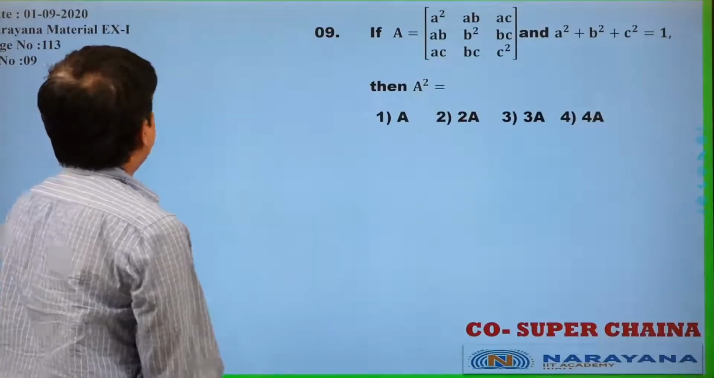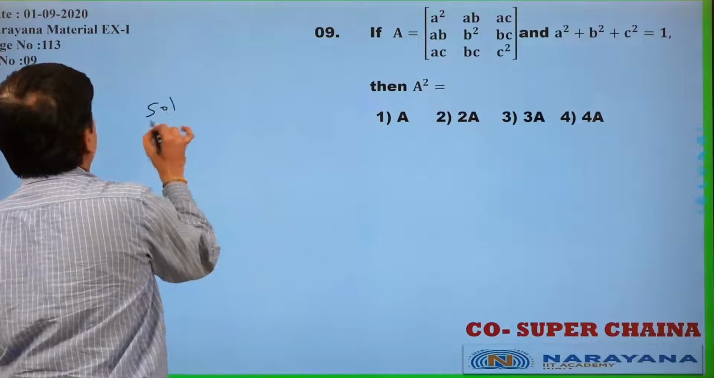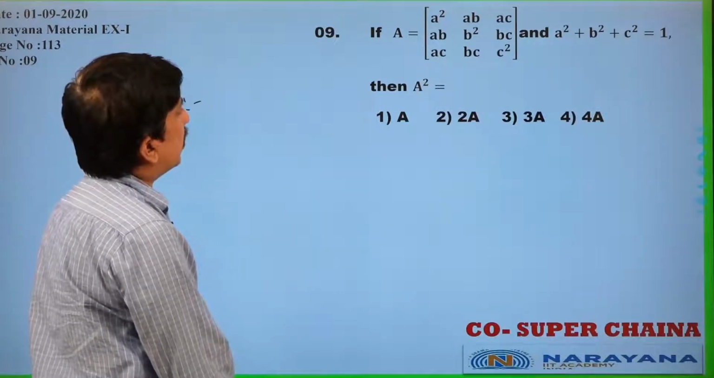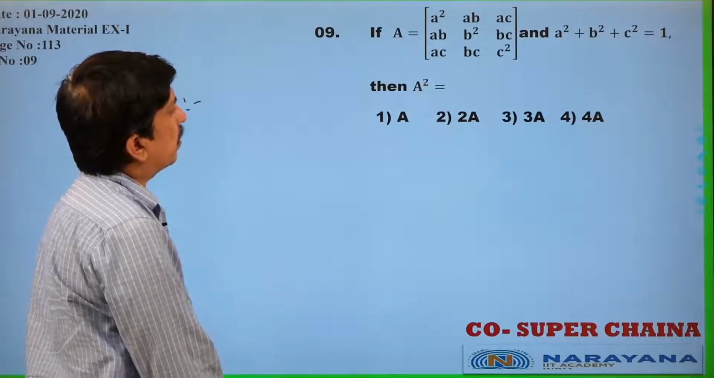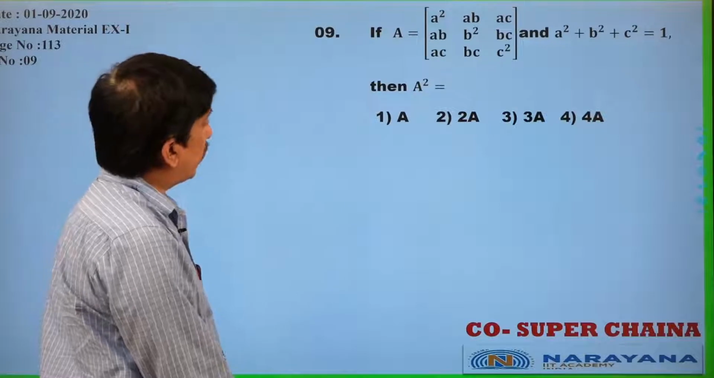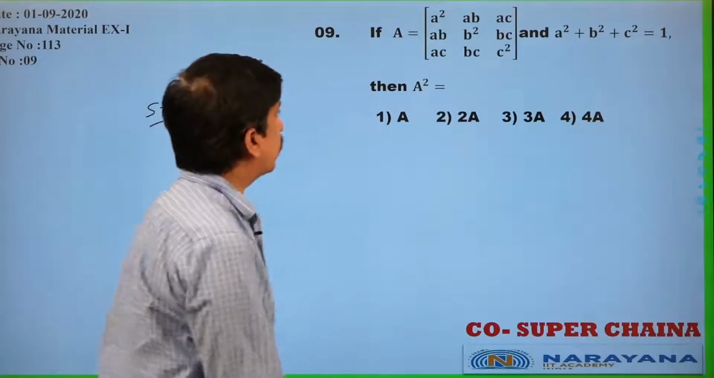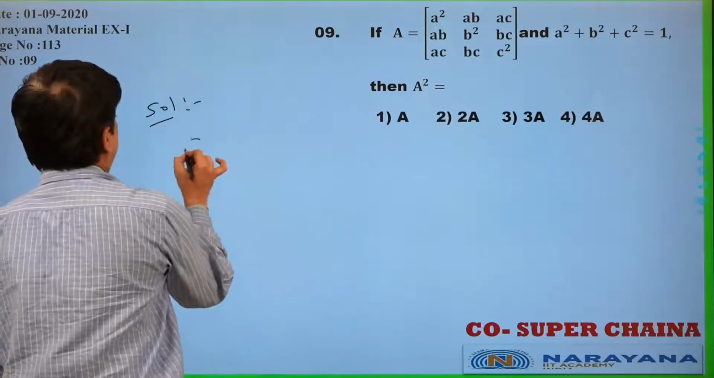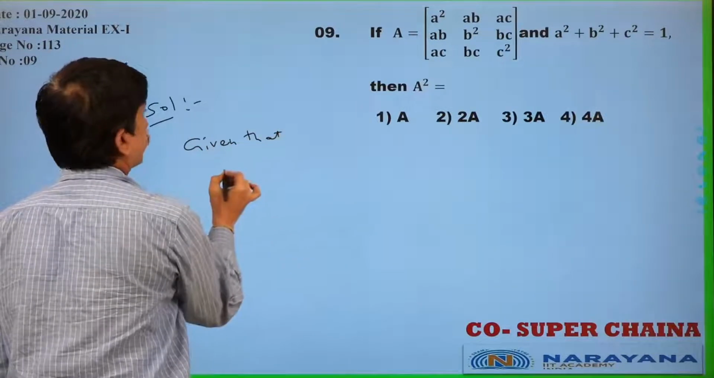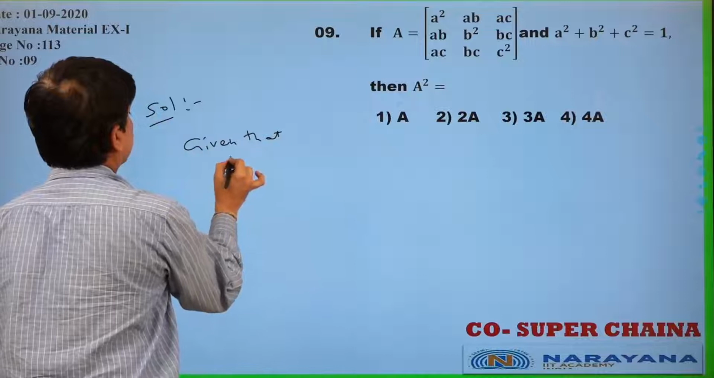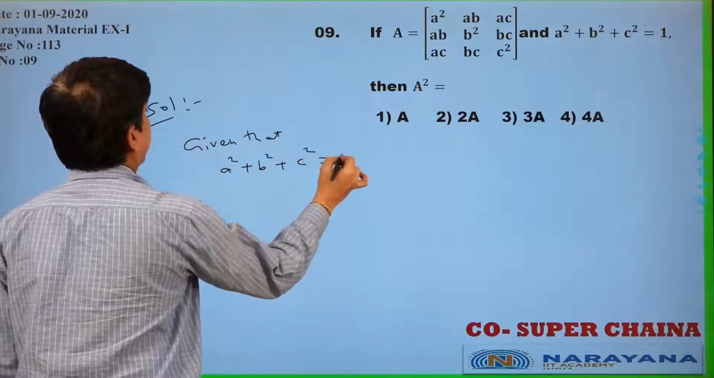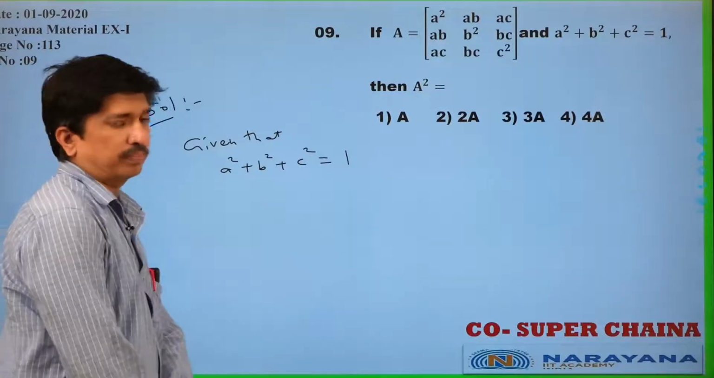Now capital A is equal to the matrix [a² ab ac; ab b² bc; ac bc c²], sorry, given that a² + b² + c² equals 1. Then A² is equal to what?